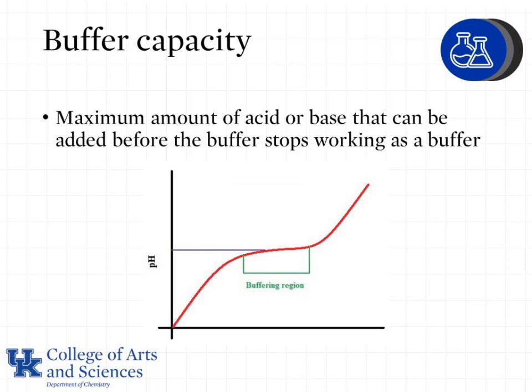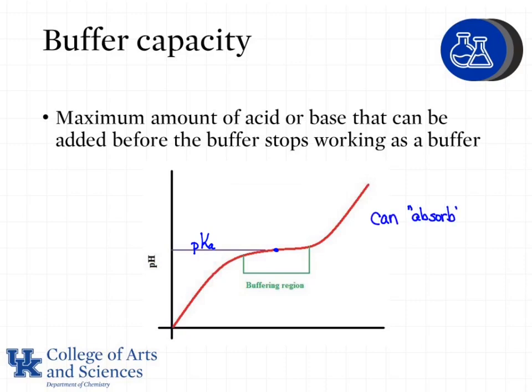However, there are limits, and this is known as the buffer capacity, which is the maximum amount of acid or base that can be added before the buffer stops working as a buffer. The point in the middle of this region is the pKa value, and this region indicated by the green lines is the buffering region.